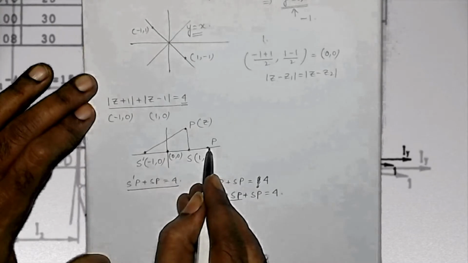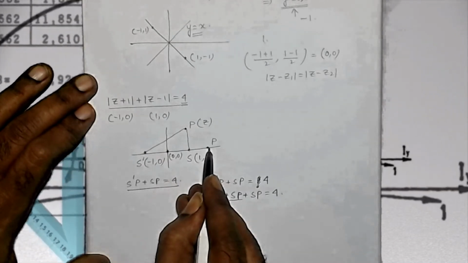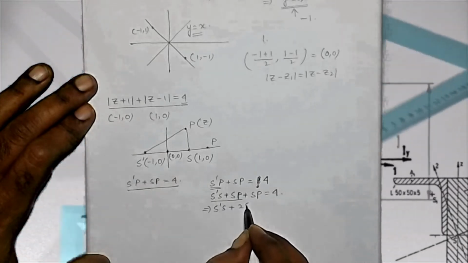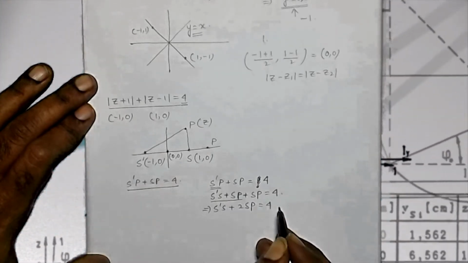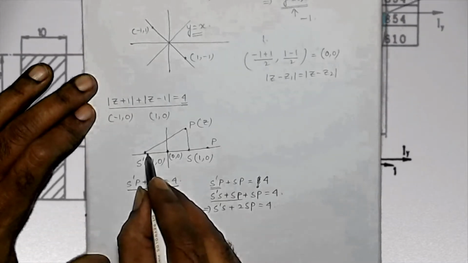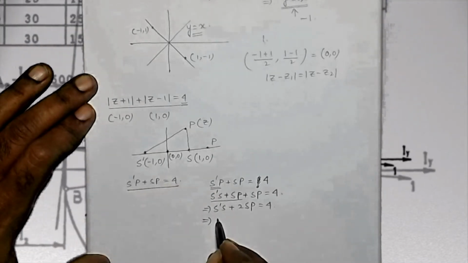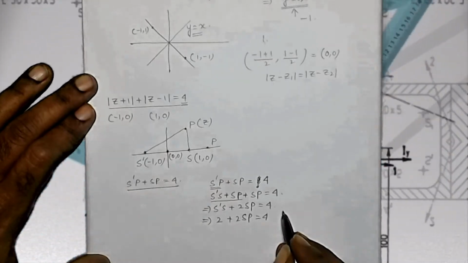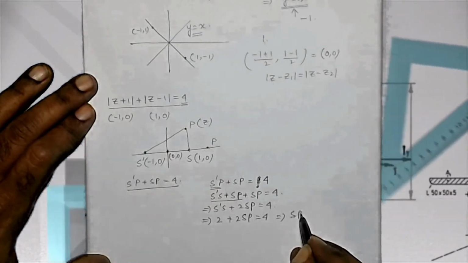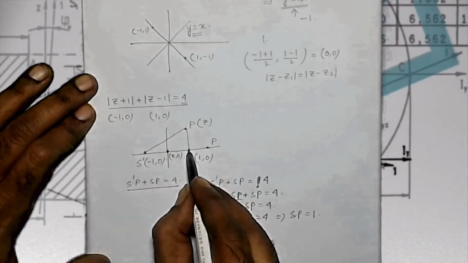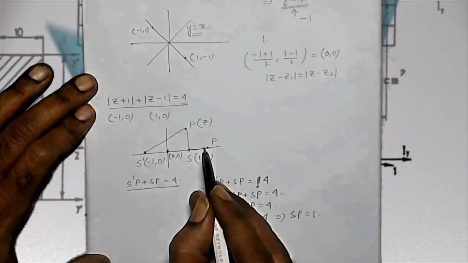S dash S plus SP is nothing but S dash P. That implies S dash S plus 2 times SP is 4. The distance between S dash and S is nothing but 2. So 2 times SP is 4. That implies SP is nothing but 1. Is it clear? Therefore, this distance is 1.